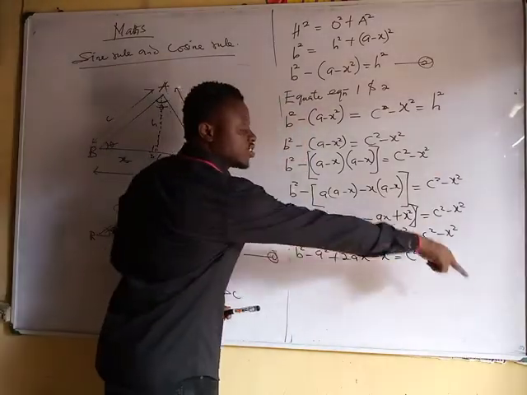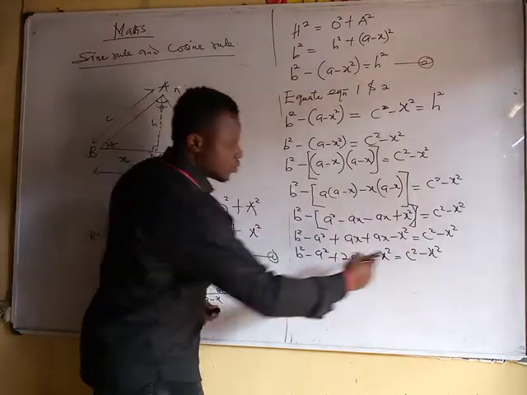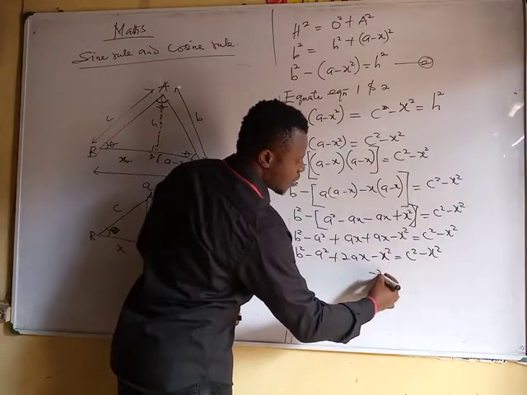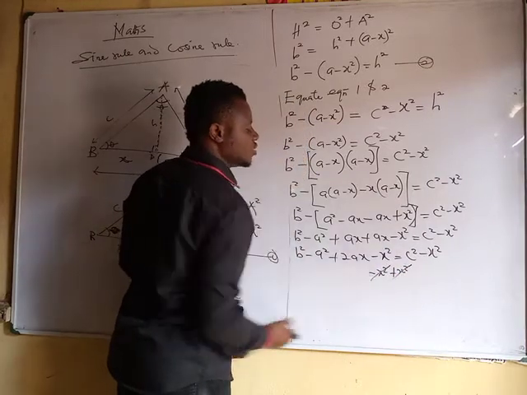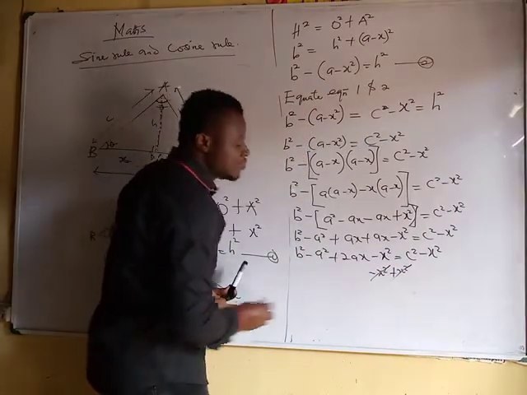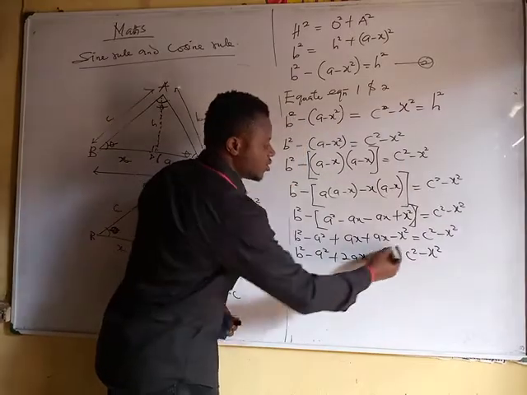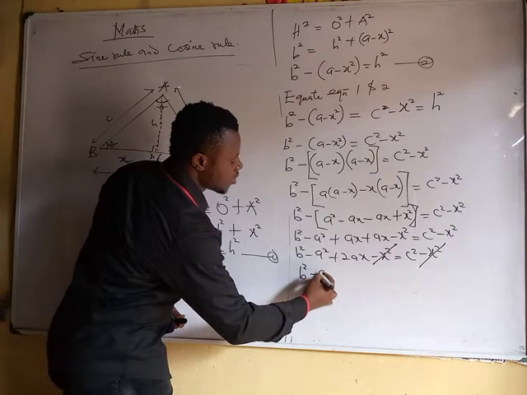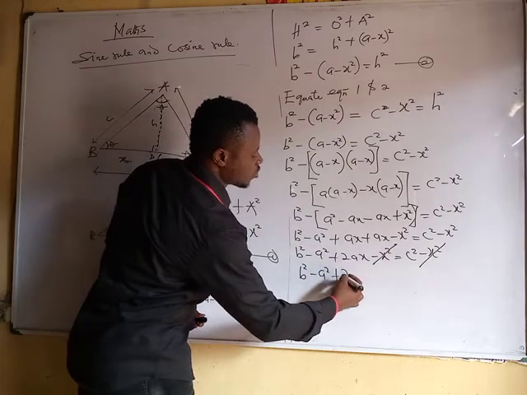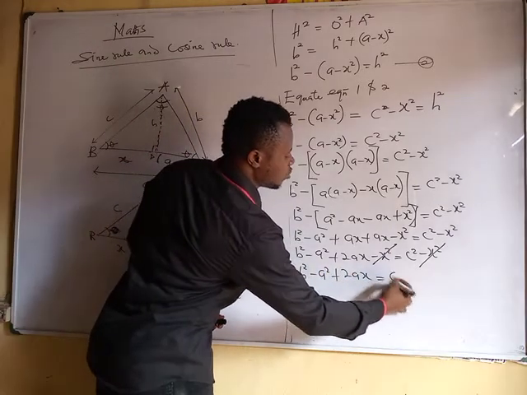When this one crosses the sign of equality, we are going to have minus s square here plus s square. This can cancel this. So that simply means that this can cancel this. What is remaining there is b square minus a square plus 2as is equal to c square.